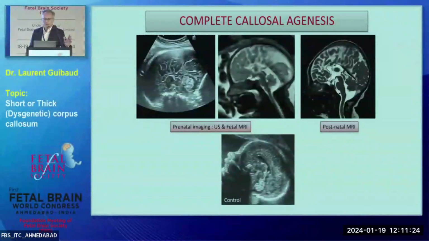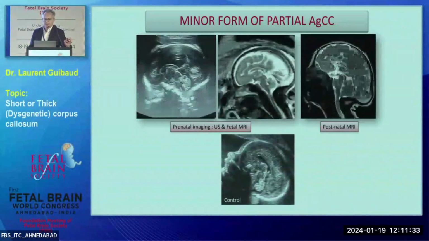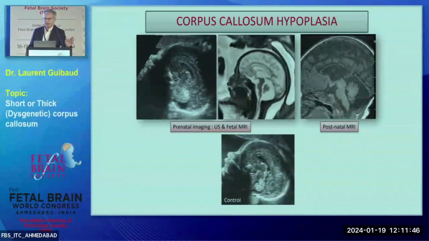It's complete callosal agenesis. In that case, you see a very small butt of corpus callosum, and it's a major form of partial agenesis. In that case, it's a minor form because you see almost all the corpus callosum is short but incomplete. You don't see the anterior part. In that case, it's complete but too thin, and it was confirmed after birth as a metabolic disease, PDH deficiency.